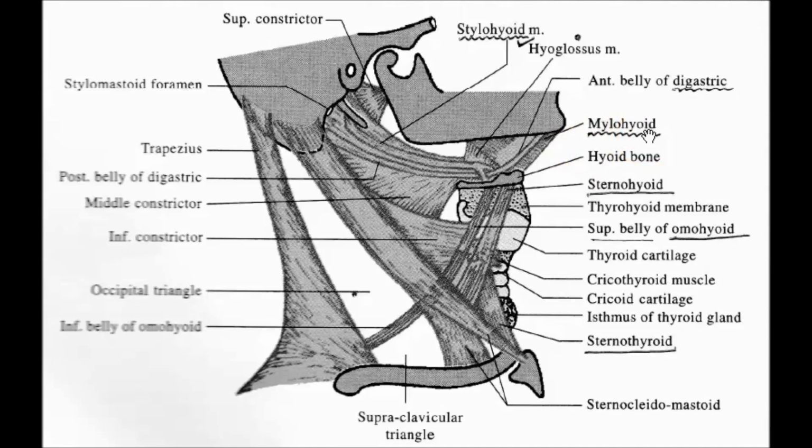Now D stands for the digastric muscle. As you know, the digastric muscle has two parts, the anterior belly and the posterior belly. So this anterior belly is this one. It arises from the digastric fossa of the mandible and it is inserted in this intermediate tendon. In the same way, this posterior belly arises from the mastoid process of your temporal bone and it is also inserted in this intermediate tendon.